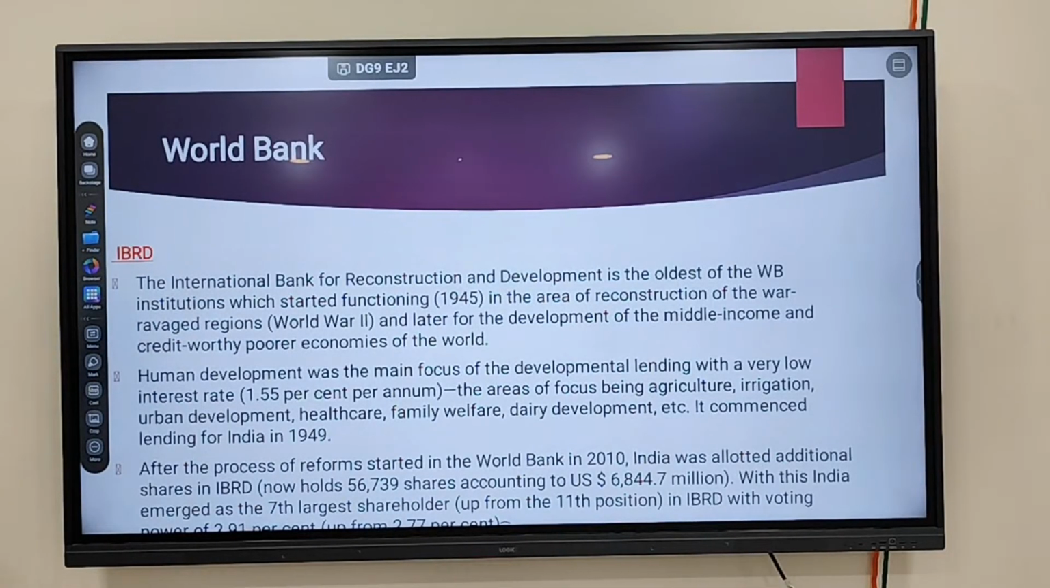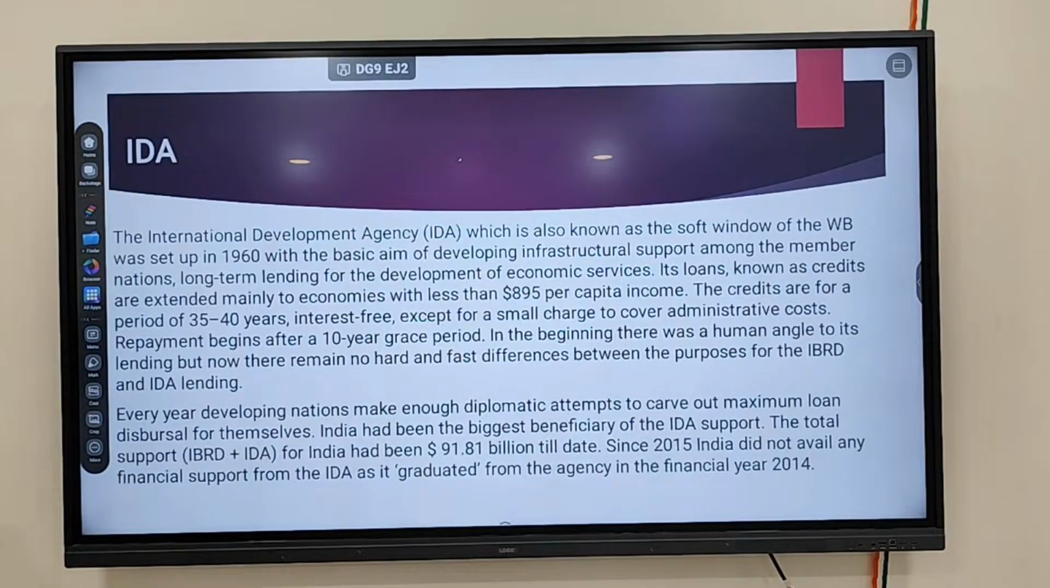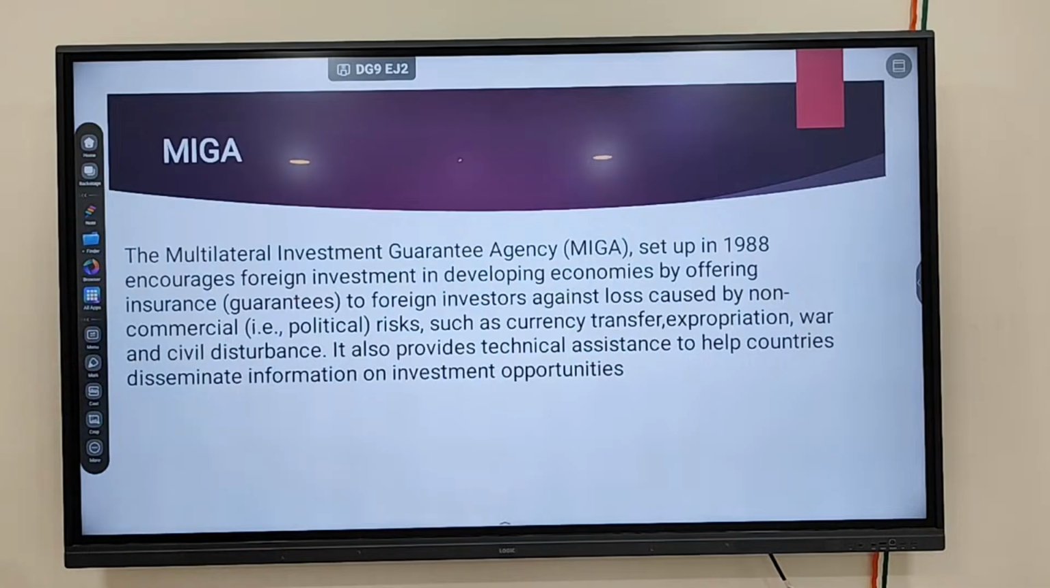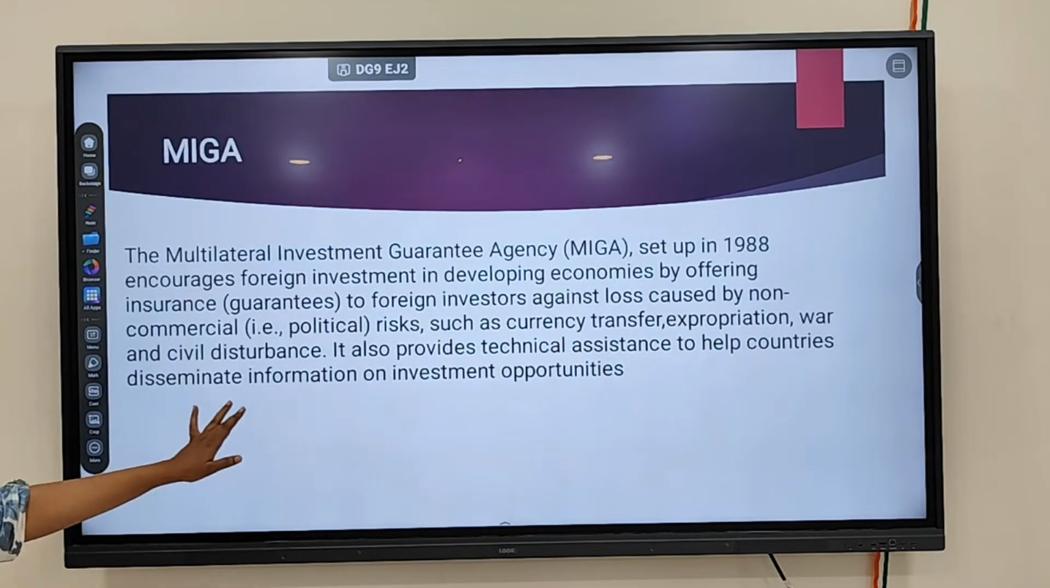One is IBRD. Next is IDA. The third one is IFC. Fourth is MIGA. Fifth one is ICSID. These are the 5 banks that come under World Bank. Let us see each one.